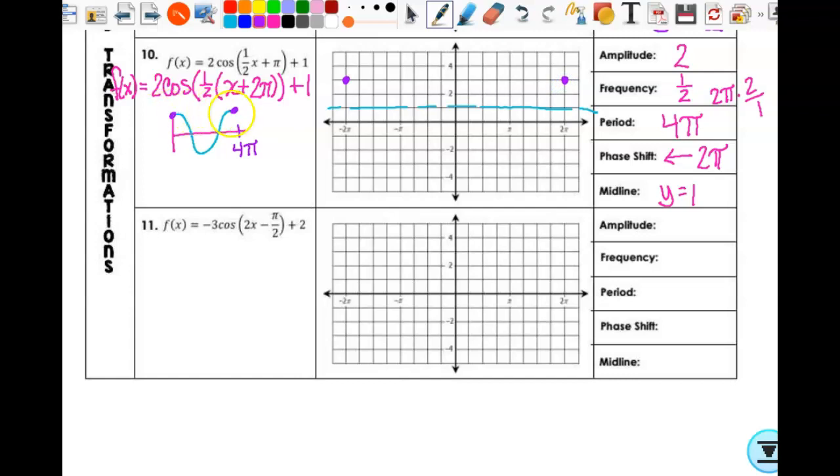Halfway between the two, go down from the midline. So from here, we go down 2. And then half and half again, which puts me at negative pi and pi. What questions we got? We good? Get the hang of it? All right, do I need to factor on number 11? Yes. All right, go ahead and factor.